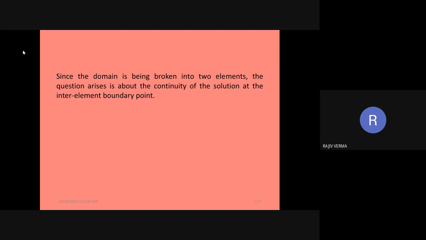Obviously, because the domain has been broken down into a number of elements, you will require continuity of the unknown parameter between the two elements. So this is going to place some constraints on the type of function, and at this particular point we gave two types of examples.